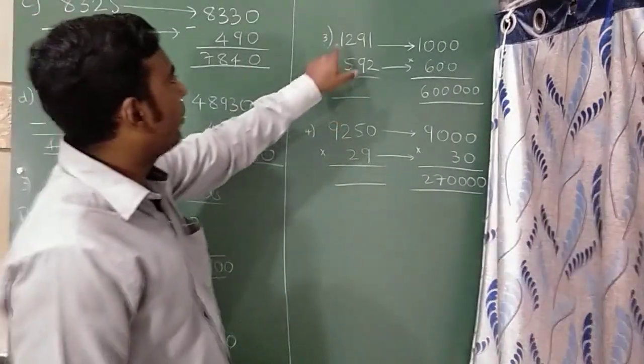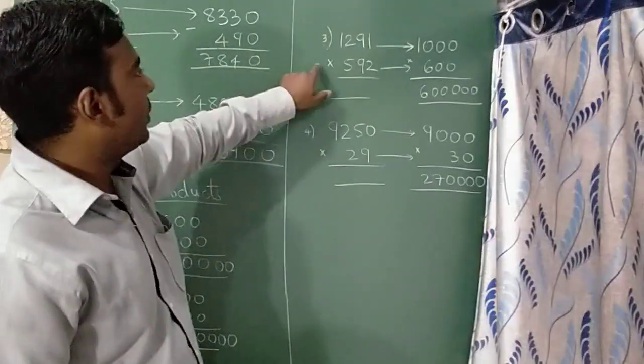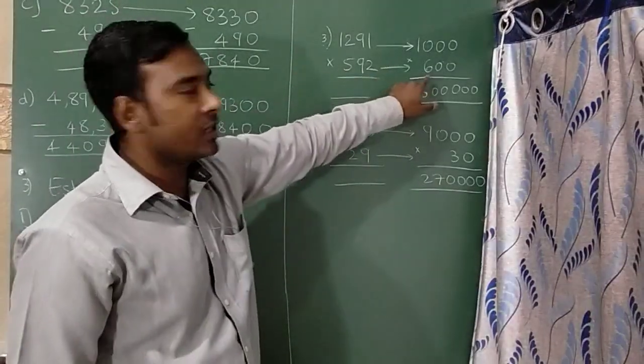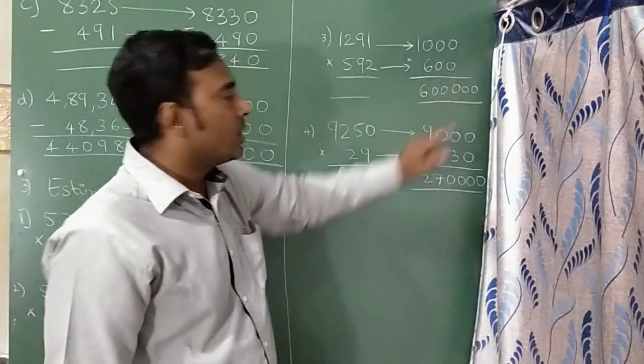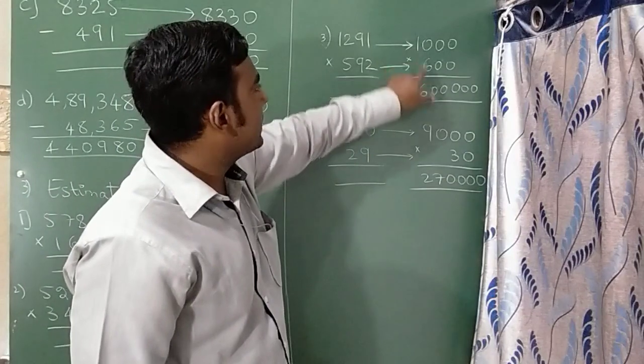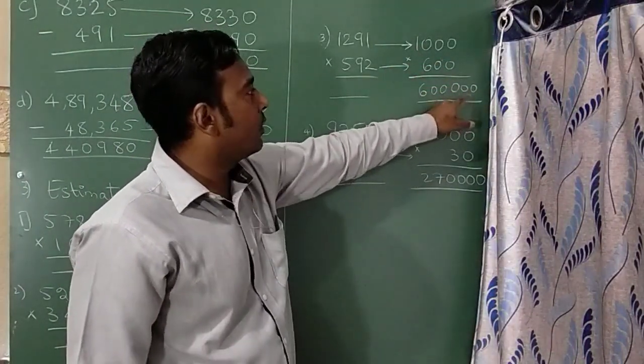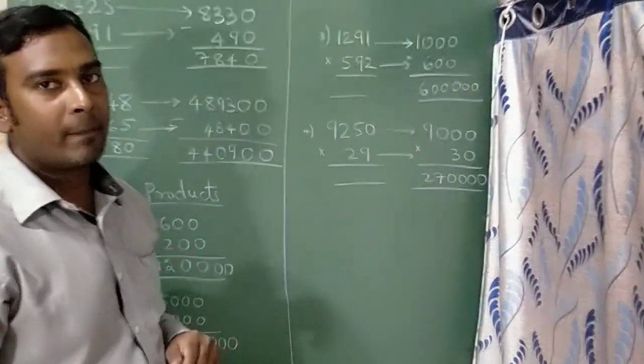Fine. So third one, 1,291. The nearest will be 1,000, into 592. The nearest round off will be 600. So what I told, multiply the numbers. 6 1s are 6. Write the remaining zeros, 1 2 3 4 5. This is how you need to multiply.